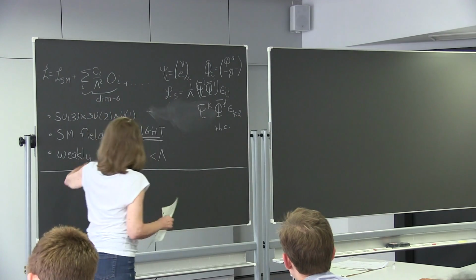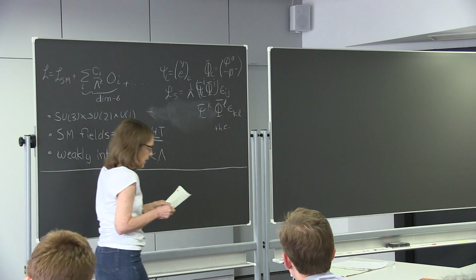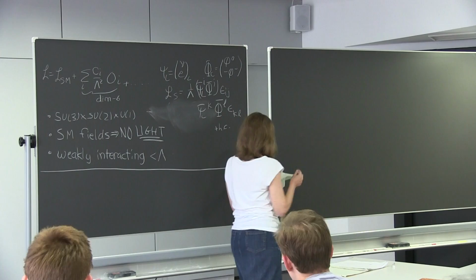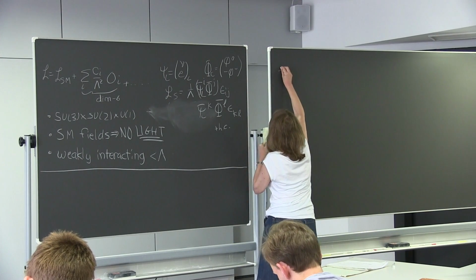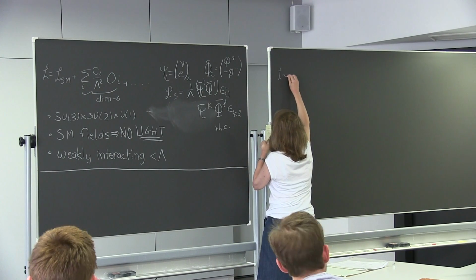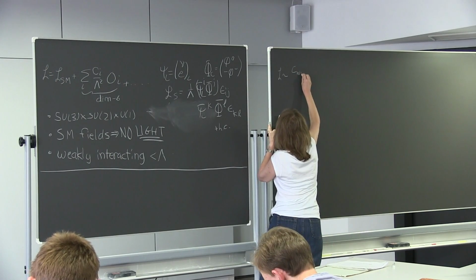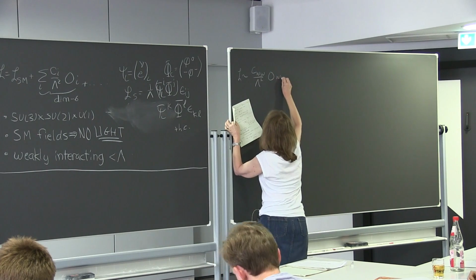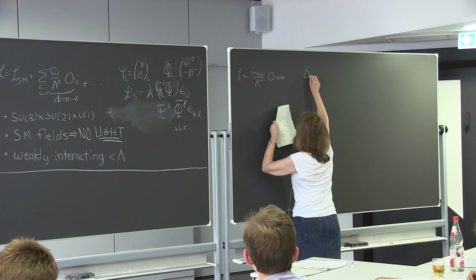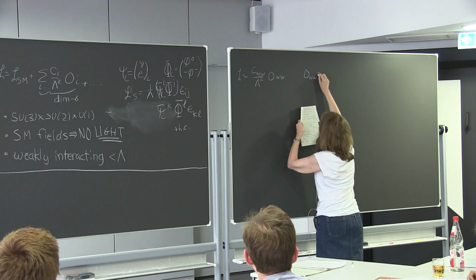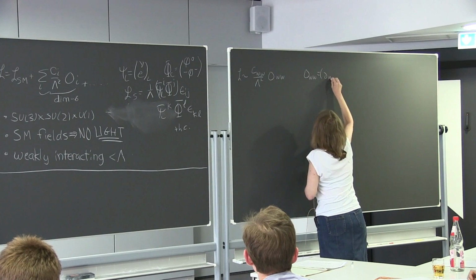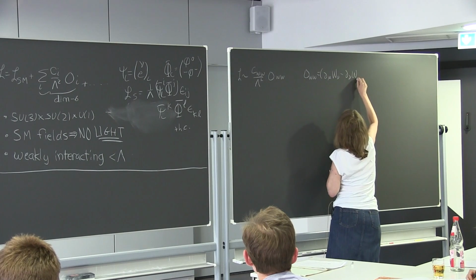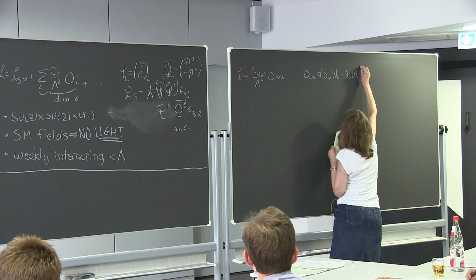So I got this effective Lagrangian. What am I going to do with it? Well, I'm going to write down just one operator and sort of show you how the game is played. Okay, so a really simple operator is something called C_WW over lambda squared times O_WW, where O_WW equals (d_mu W_nu minus d_nu W_mu) squared.